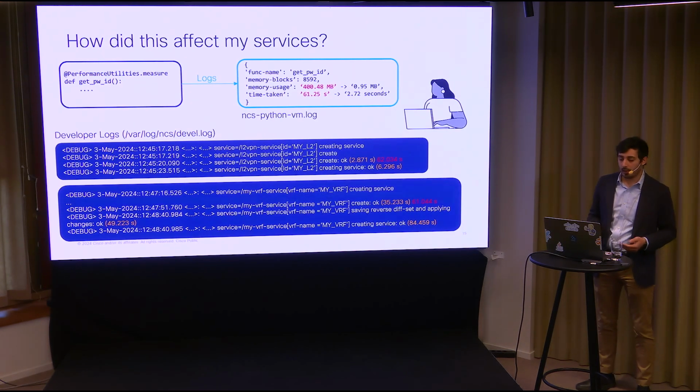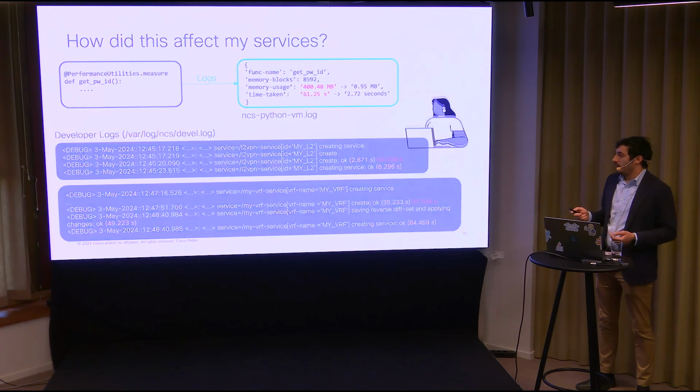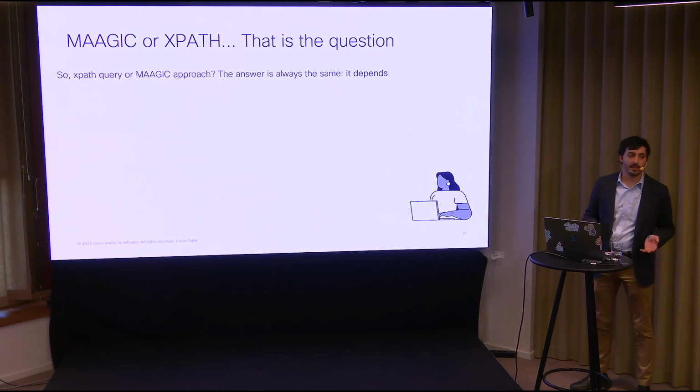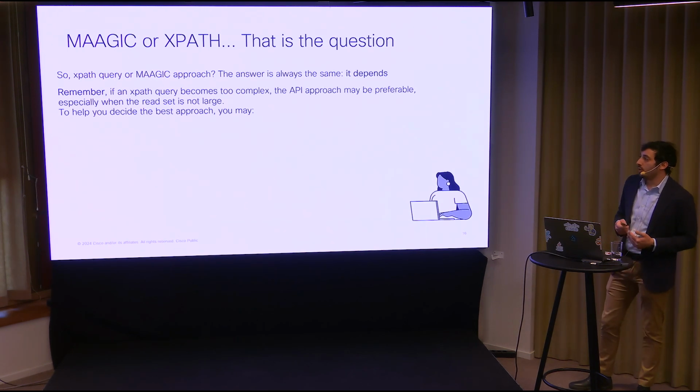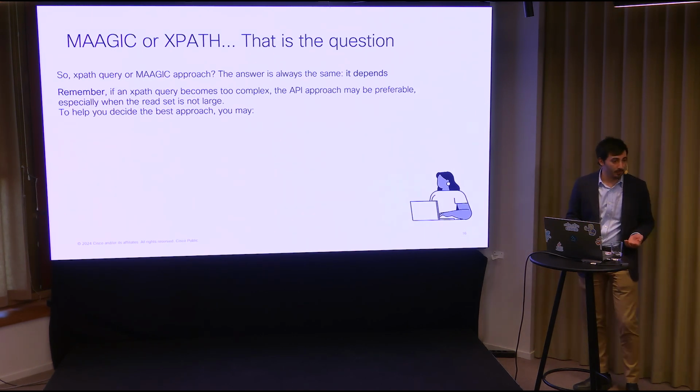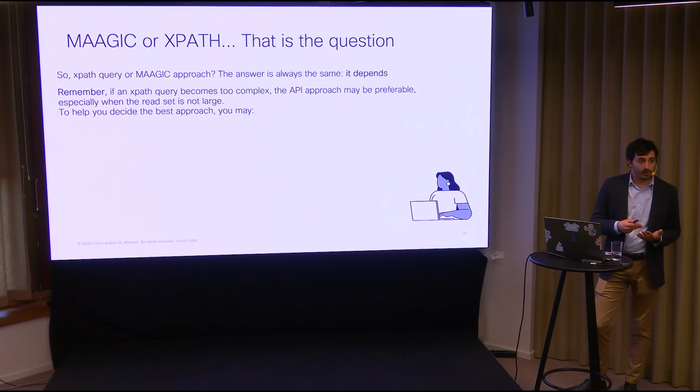Before jumping to the L3 VPN package, probably some of you might be wondering now, so magic or xpath? The answer is always the same. It depends. It depends because you need to remember that if an xpath query becomes too complex, the API approach may be preferable, especially when the read set is not large, imagine looping in a list that is very small.